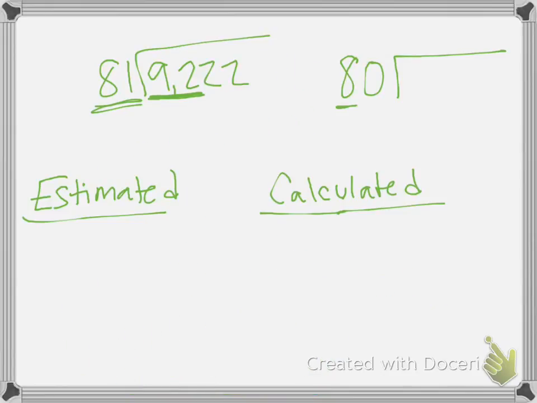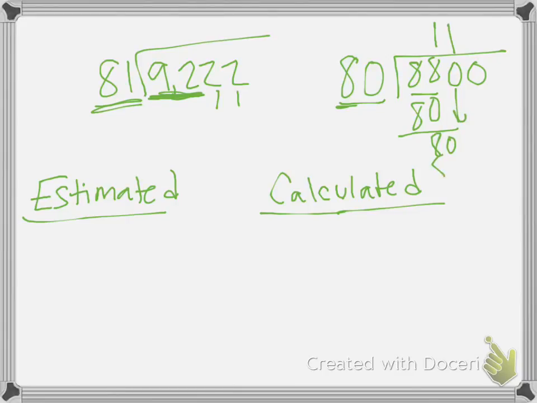So I'm going to change my 92 to 88 and change these two 2's to 2 zeros. So then I ask myself, how many times does 80 go into 88? Once. And then I have 8. Drop that down. 80 goes into 80 once. And we get 0. And then we can either drop that 0 or just plop it up. So our estimated answer would be 110.